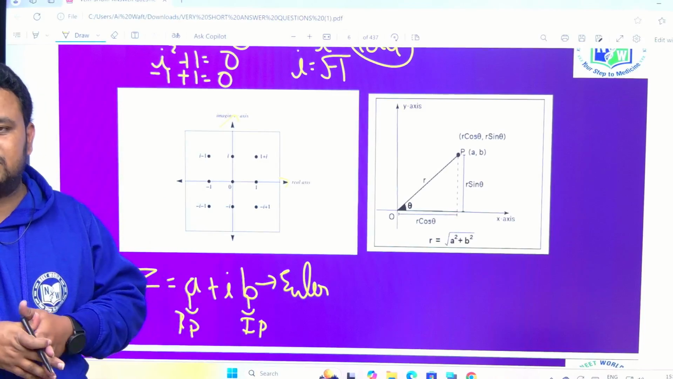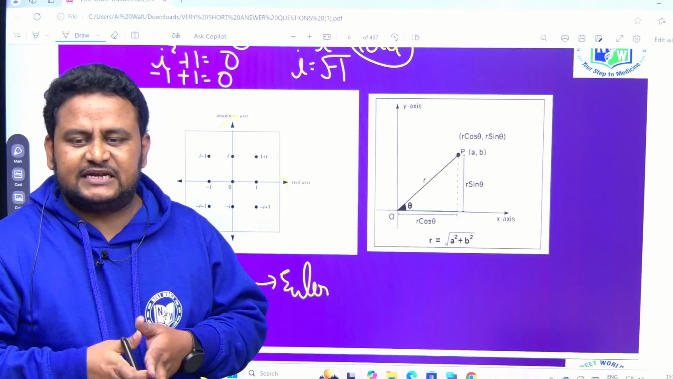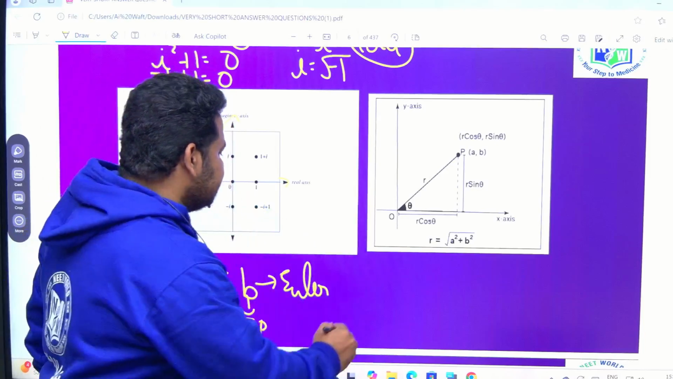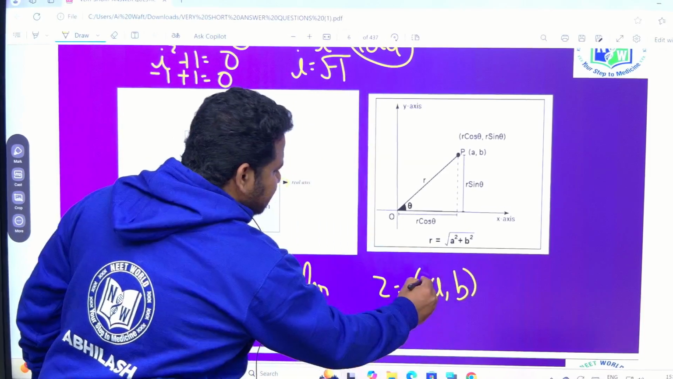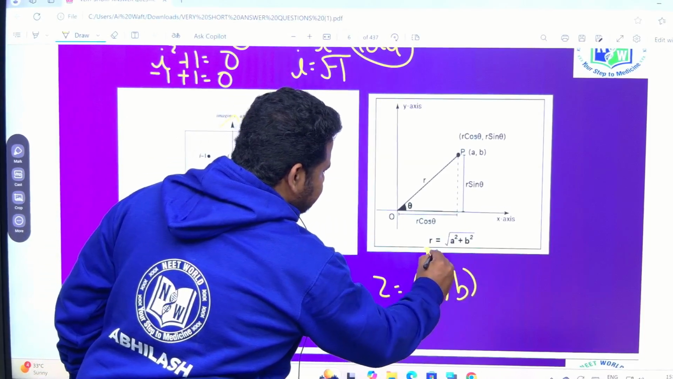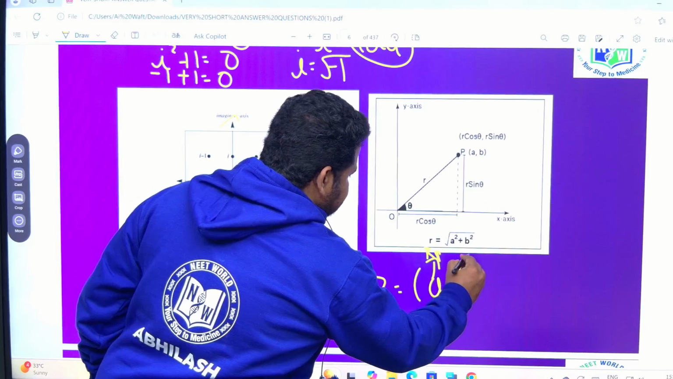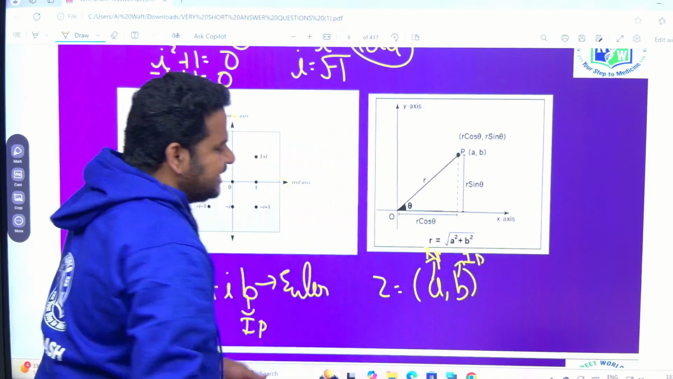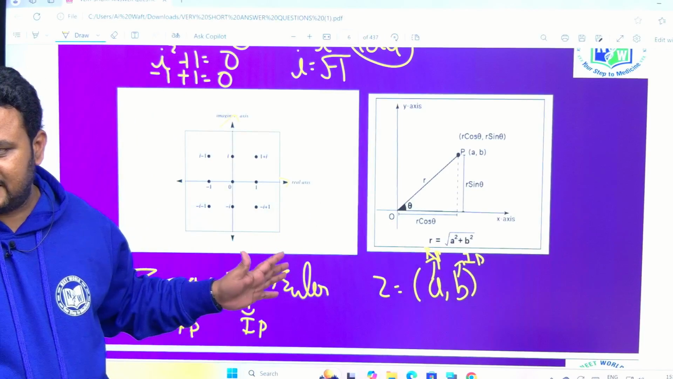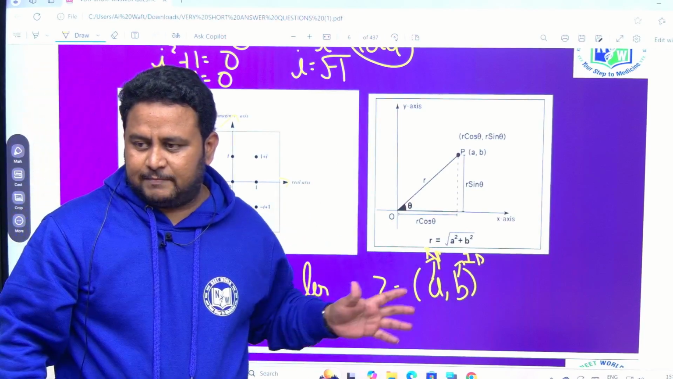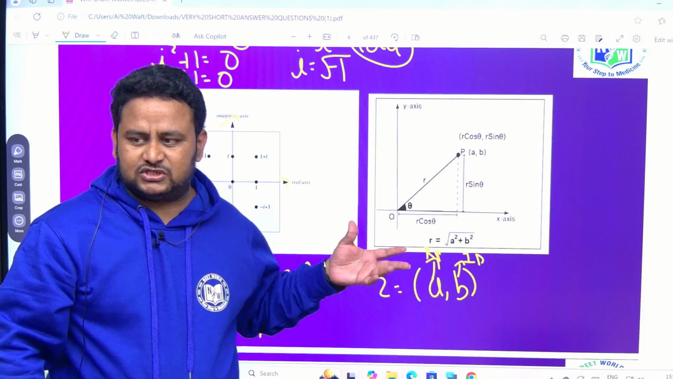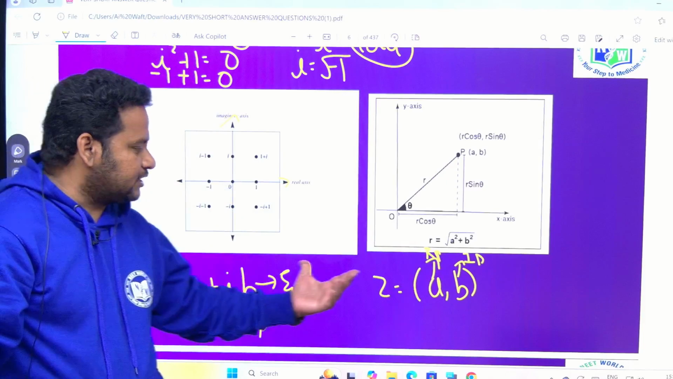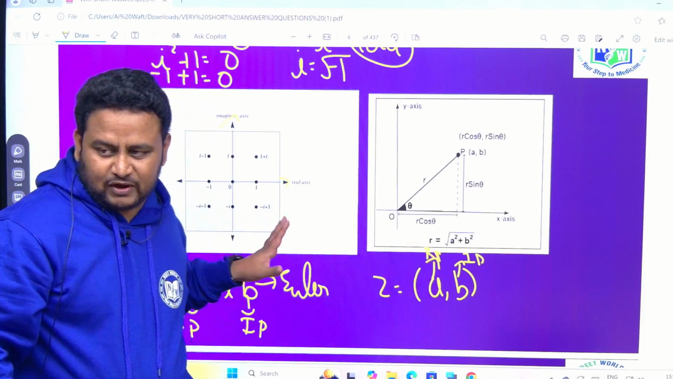Another way to represent a complex number is writing it as an ordered pair. Suppose I write Z is equal to (a, b). The first number is the real part, and the second number is the imaginary part. This kind of representation was given by the mathematician Hamilton. Either way you can represent it in a question also, but they are one and the same.